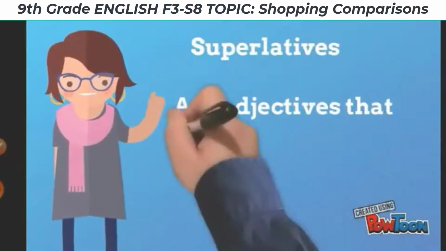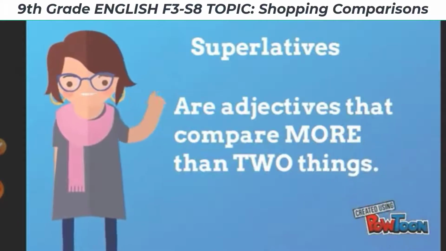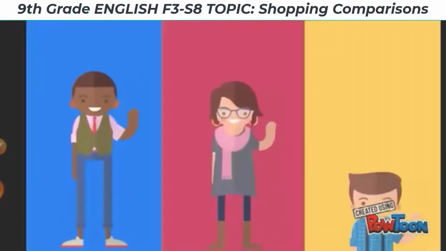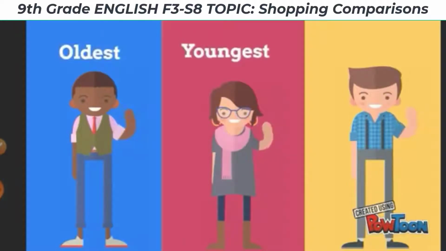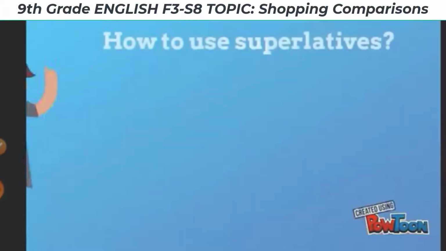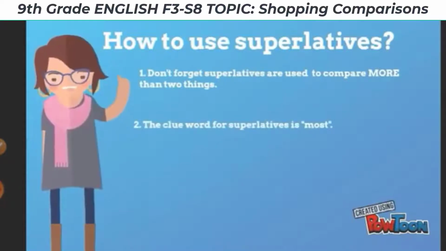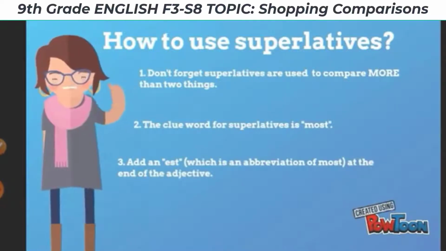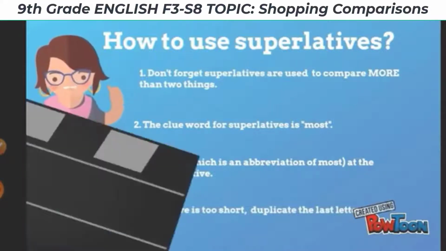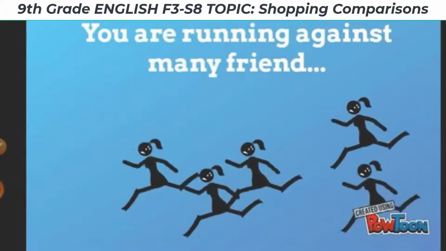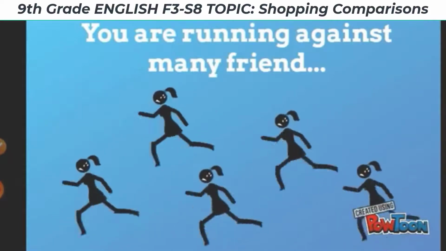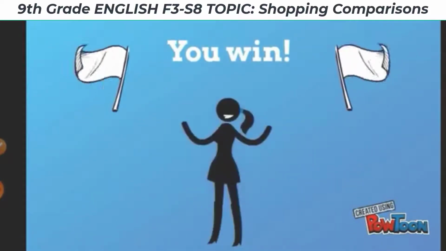Superlatives are adjectives that compare more than two things. Like comparing three people to see which one is the oldest, the youngest, and the tallest. How to use superlatives? First, don't forget superlatives are used to compare more than two things. The glue word for superlatives is most. Add an EST, which is an abbreviation of most, at the end of the adjective. And if the adjective is too short, duplicate the last letter. Let's make an example. Now, let's suppose you're running against many friends. And then you win. So what did you say to your friends?